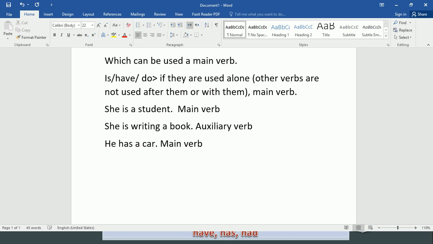Okay? If I say he has bought a car. See? He has bought a car. Look at here, dear students. Look at this example.